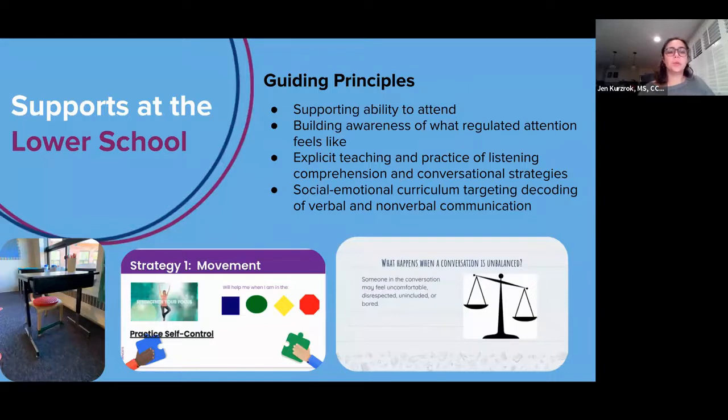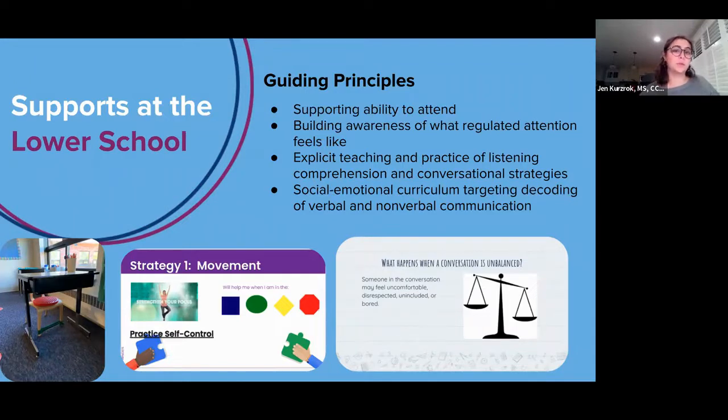So some of what those supports for attention might look like at the lower school, really our biggest focus in the lower school is on helping our littlest students understand what it feels like when you are attending, and then noticing when you're not attending and teaching some explicit strategies to help you get back in that zone. So our 1st through 4th graders all participate in a curriculum taught by our social workers, which is a class called Community Building, which is really the major focus of community building, is explicit teaching of these strategies.